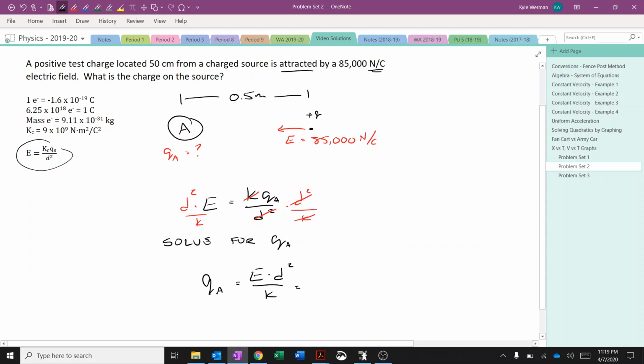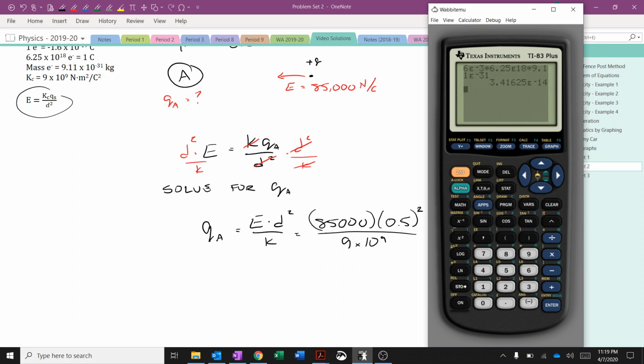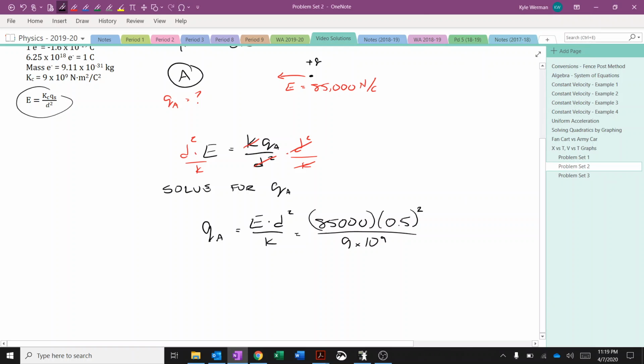And I can plug in my values. So I have 85,000 that's given for the field strength in newtons per coulomb. The distance is a half a meter, and I have to make sure I square that. Now divide by K, which is 9 times 10 to the 9. So let's see what we get in our calculator here. 85,000 times 0.5 squared divided by K, which I have stored in my calculator, and I get 2.36 times 10 to the negative 6 coulombs.